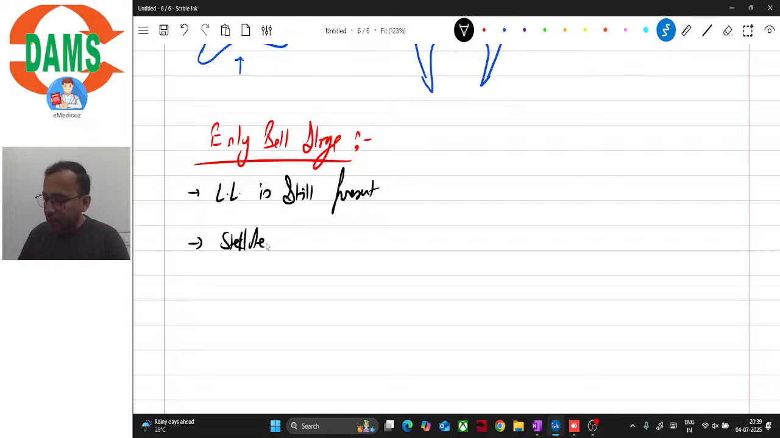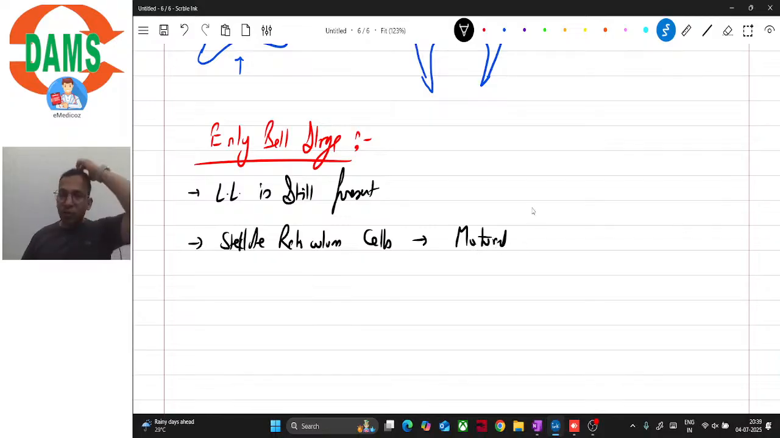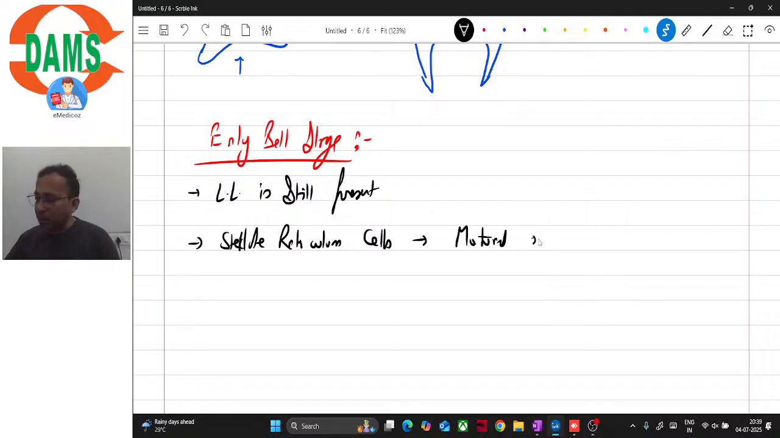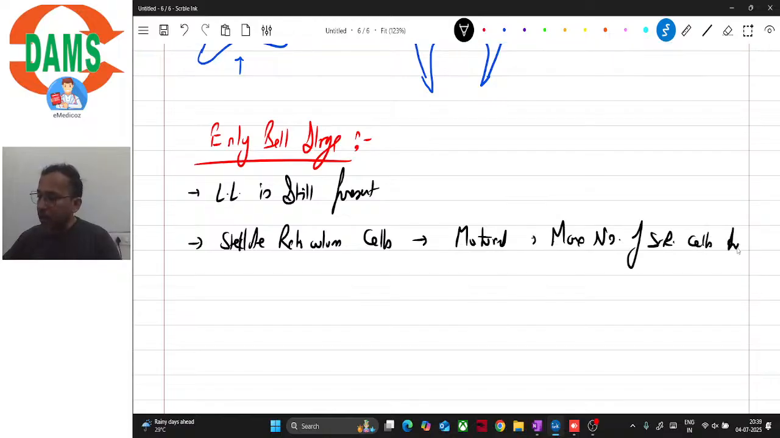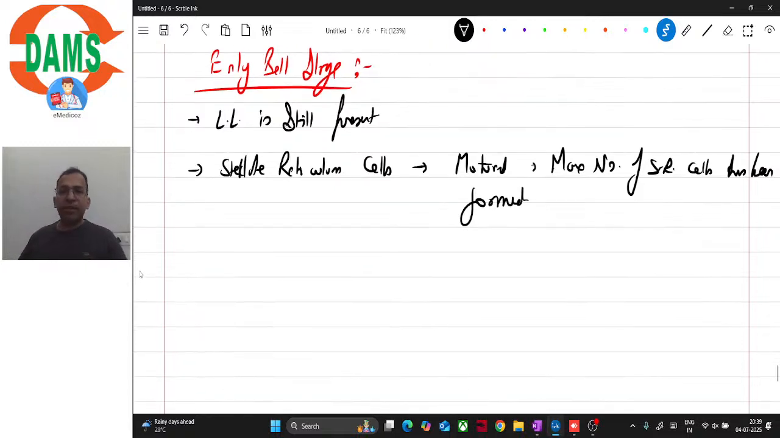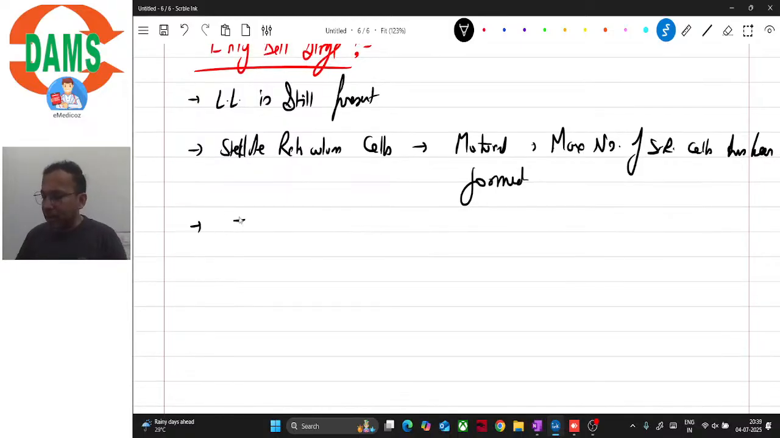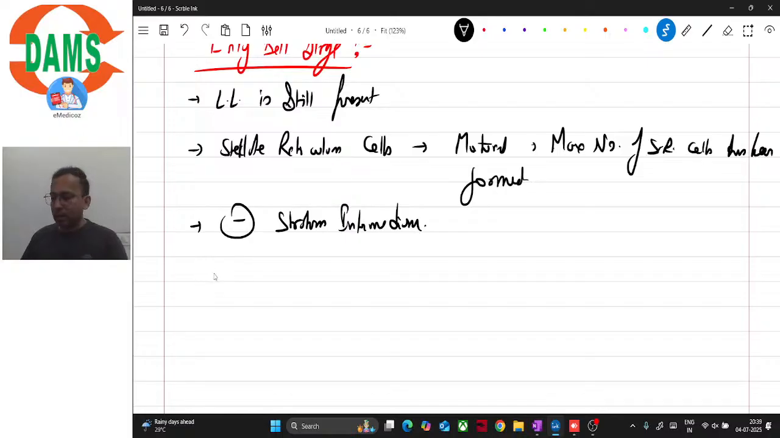Stellate reticulum cells have matured. What does it mean that they have matured? It means that the maximum thickness or the maximum number of stellate reticulum cells has been established, formed, or proliferated. What else will you notice? There is still no stratum intermedium, right? There is no stratum intermedium, isn't it?